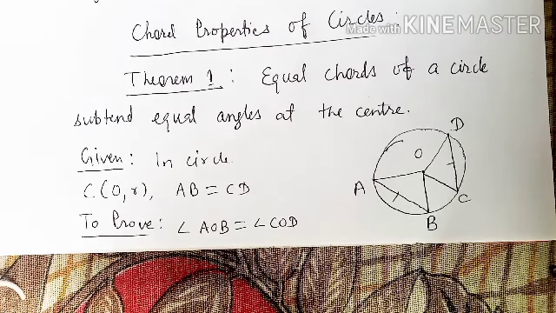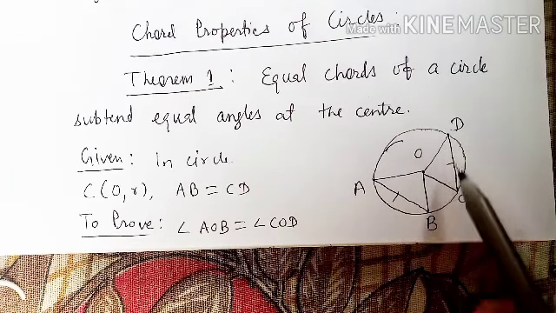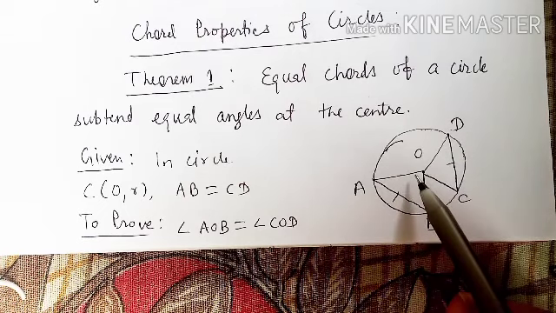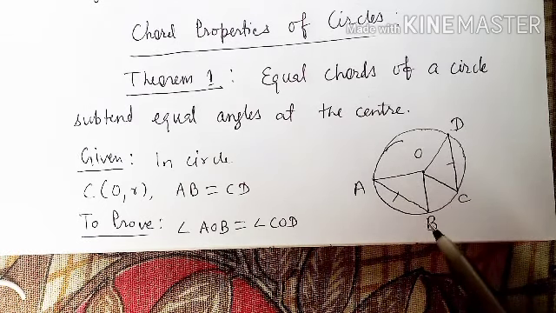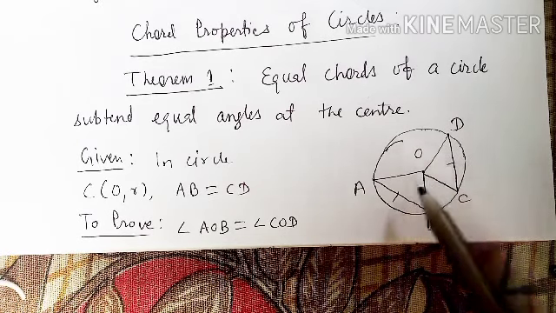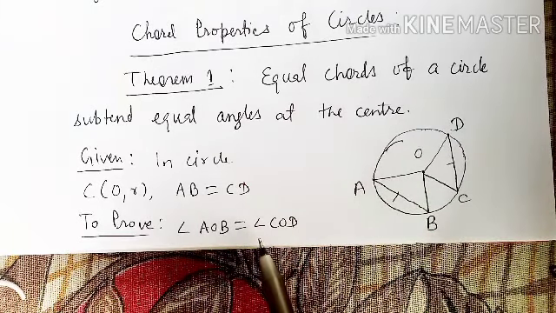Here we should use the congruence rule. You can see in triangle AOB and triangle COD, AB is equal to CD, given. AO is equal to CO, radii of the same circle. BO is equal to DO, radii of the same circle. Therefore, triangle AOB is congruent to triangle COD. This implies that angle AOB is equal to angle COD by CPCT.